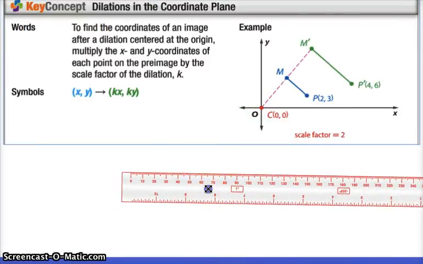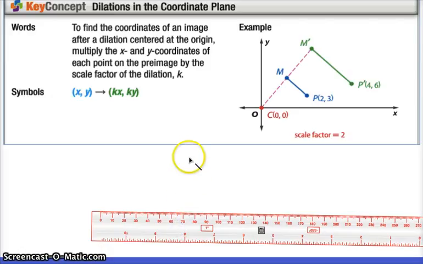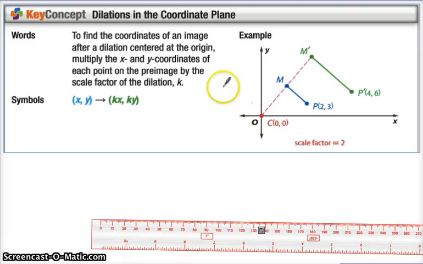Okay, find the coordinates. If we're doing dilations on coordinates, look what happens. All we do is multiply coordinates if the center is 0, 0. So this is kind of a big deal. If it's centered at the origin, what's nice about that is dilation by coordinates just simply means multiply the coordinates by the scale factor.